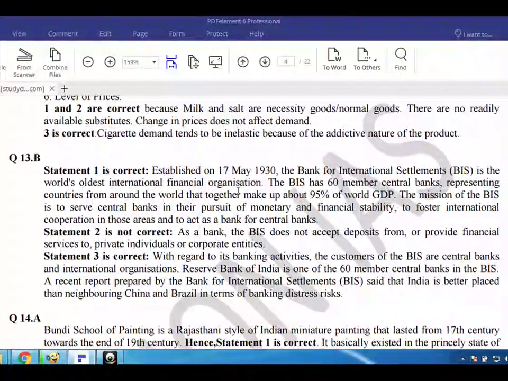The recent report prepared by the Bank for International Settlements (BIS) said that India is better placed than neighboring China and Brazil in terms of banking distress risks.